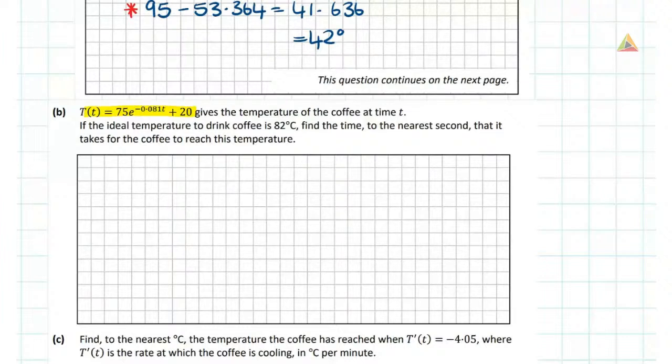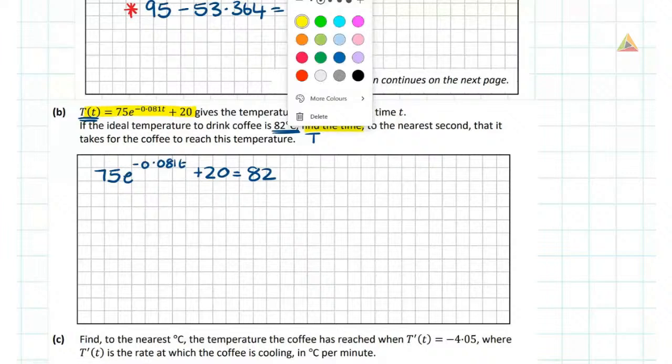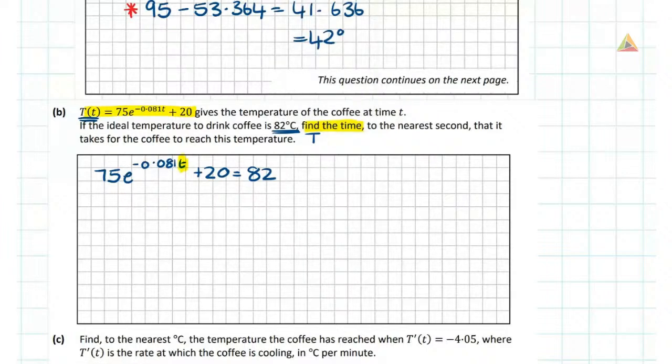So what we're told here is that our temperature, capital T, is going to be 82 degrees. So we're taking our formula, 75 e to the minus 0.081 t plus 20, and this time we're replacing the capital T with 82. That's the degrees we wanted it at. We want to find the time. So small t is basically what we're trying to isolate here.